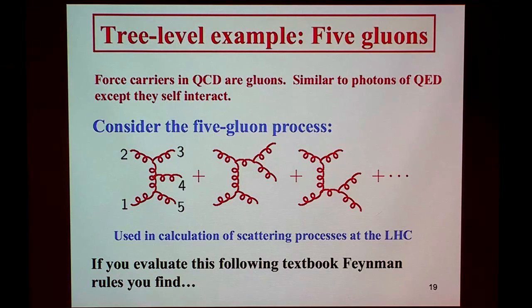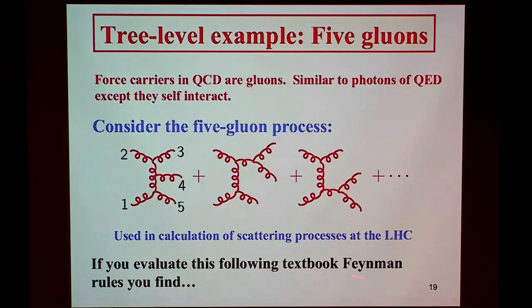Let's look at a relatively simple process. This would be something you'd have to calculate to understand how protons scatter off each other, and the gluons inside the proton, how they scatter. Call it a 5-gluon process. So that's a Feynman diagram calculation. And by the way, this is relatively simple. This is kind of child's play by today's standards. But still, it's kind of instructive.